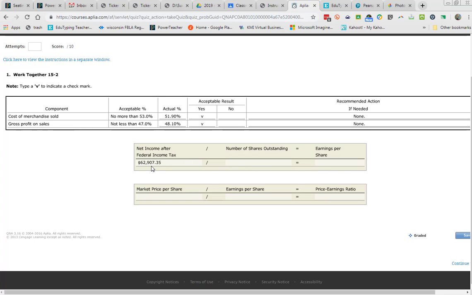Okay, so $62,907. How many shares of stock do we have? 110,000. That was easier to say this time. Yes, net income after federal income tax. So, divide that. What is your earnings per share? Yes. Okay, what is the value of stock? How much does one share of stock go for?